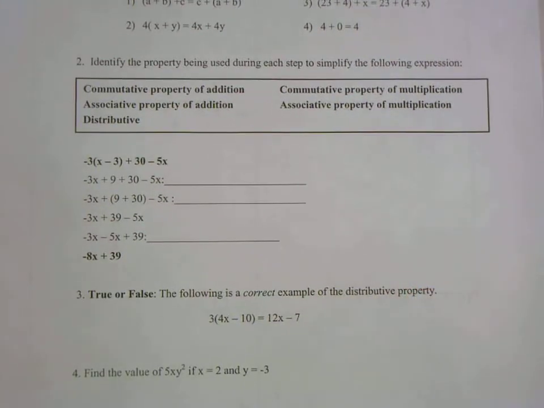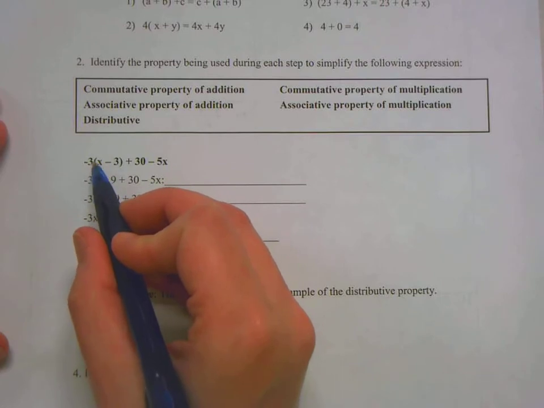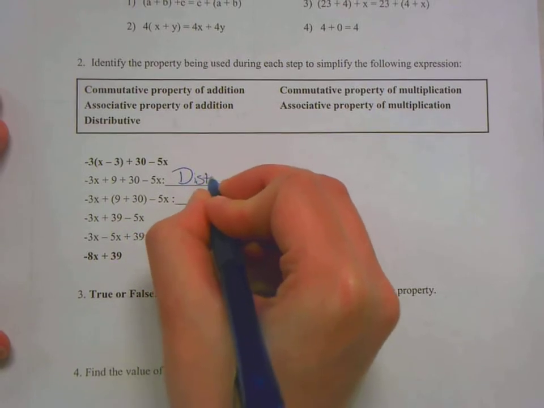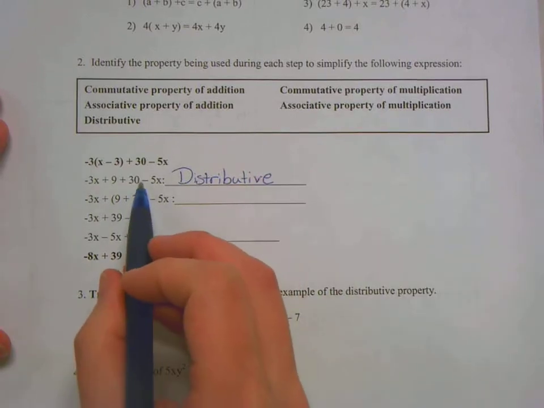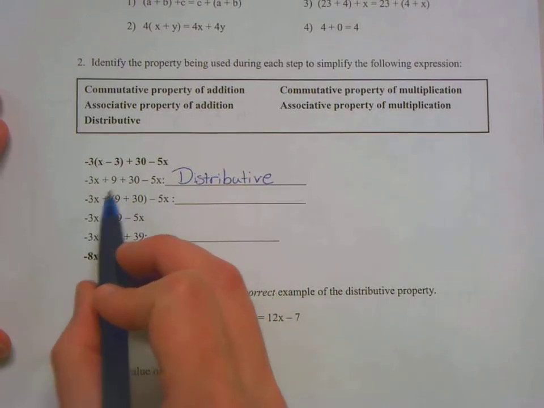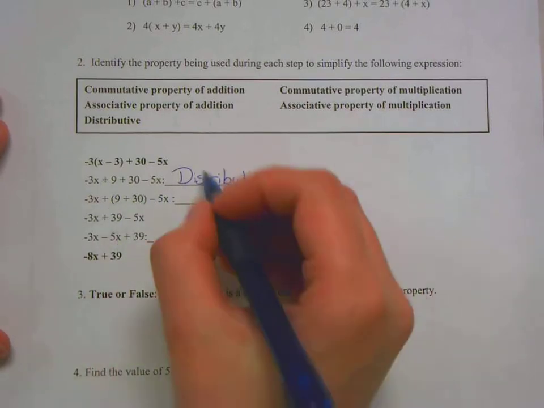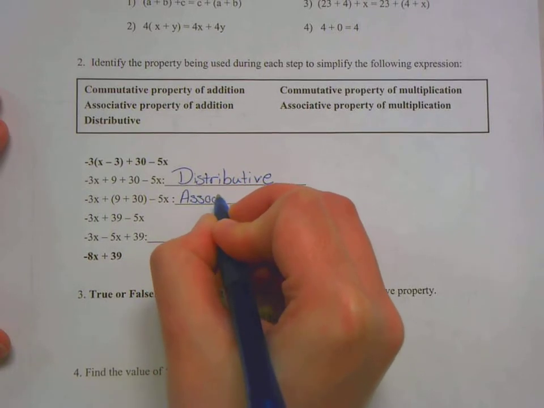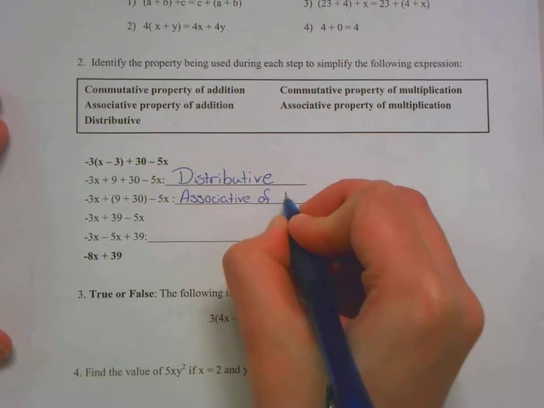Number 2, identify the property being used during each step to simplify the expression. So if I look from step 1 to step 2, it looks like they took that 3 and multiplied it inside the parentheses. That is called the distributive property. Now from line 2 to 3, it looks like the only difference is we put a parentheses around this 9 and 30. So I am telling myself to associate those two together. So it's associative property. And it's addition. So of addition there.